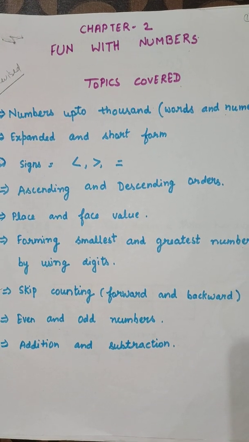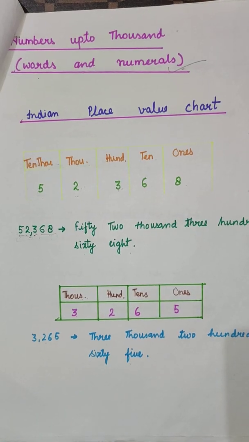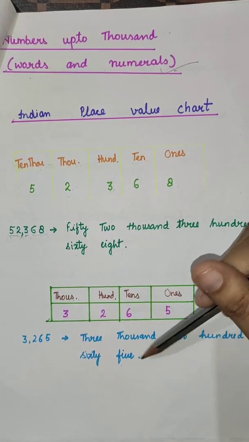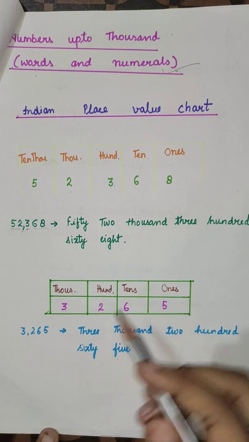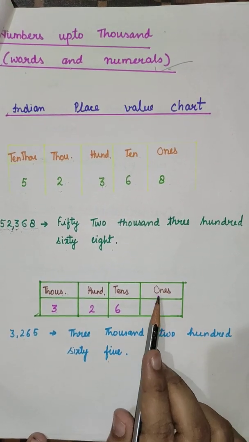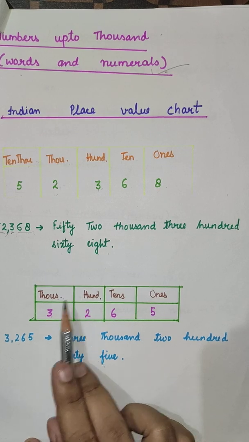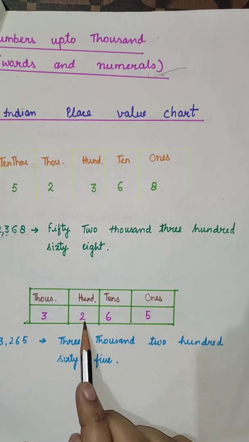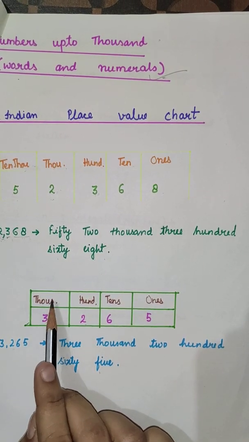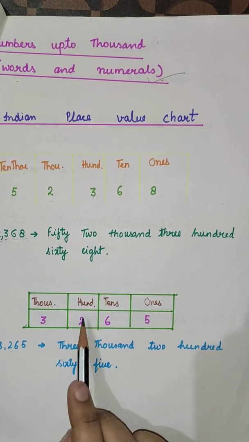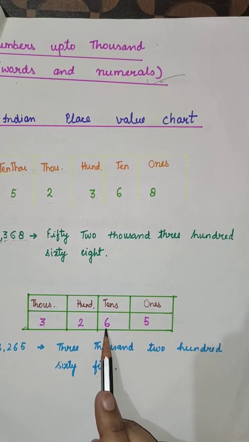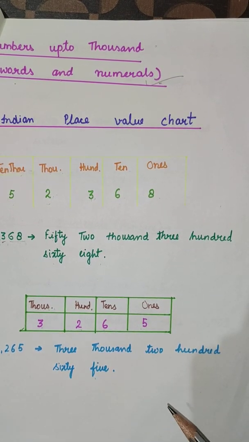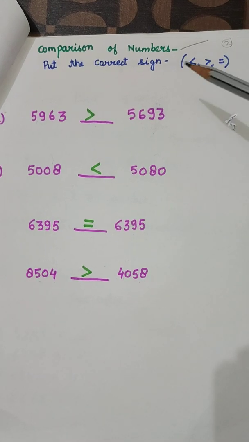Now chapter 2, Fun with Numbers. You all know that if a 4-digit number is given, we have to write it in the Indian place value chart. This is 3, 2, 6, 5. This is ones: 5 is in the ones place, 6 in the tens place, 2 in the hundreds place, 3 in the thousands place. So how can we write it in words? 3 thousand, 2 hundred, 65. 3265 is the answer.